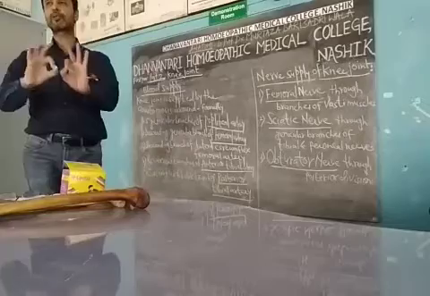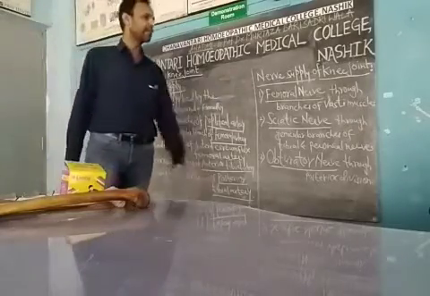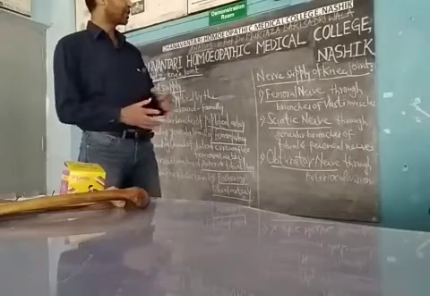Only the branches we have mentioned, that is also sufficient. Okay, so this is all about the blood supply. Now next is the nerve supply. So, nerve supply of the knee joint.